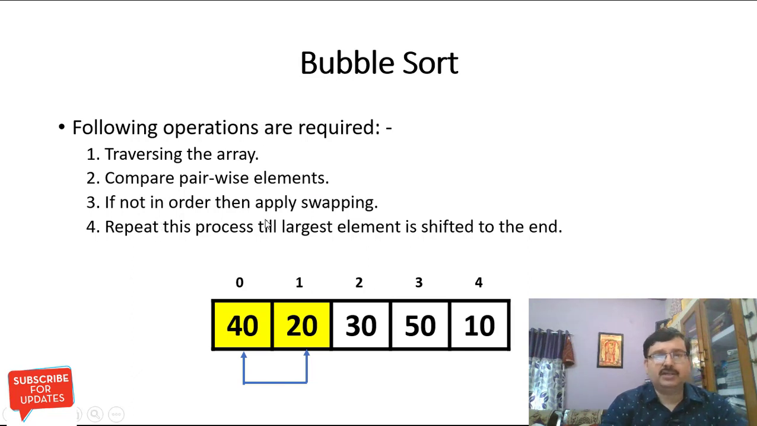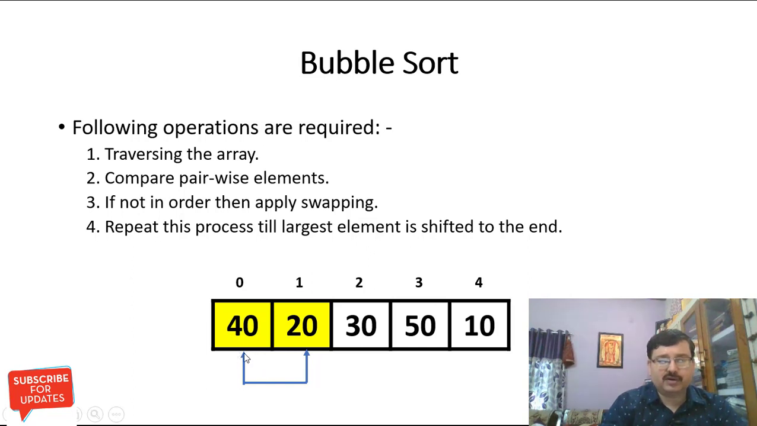If not in order, then apply swapping. Repeat this process until the largest element is shifted to the end. So here we are taking the example 40, 20, 30, 50 and 10. There are 5 elements in the given array. So we will start from the beginning and compare with the next element. This is called adjacent elements.